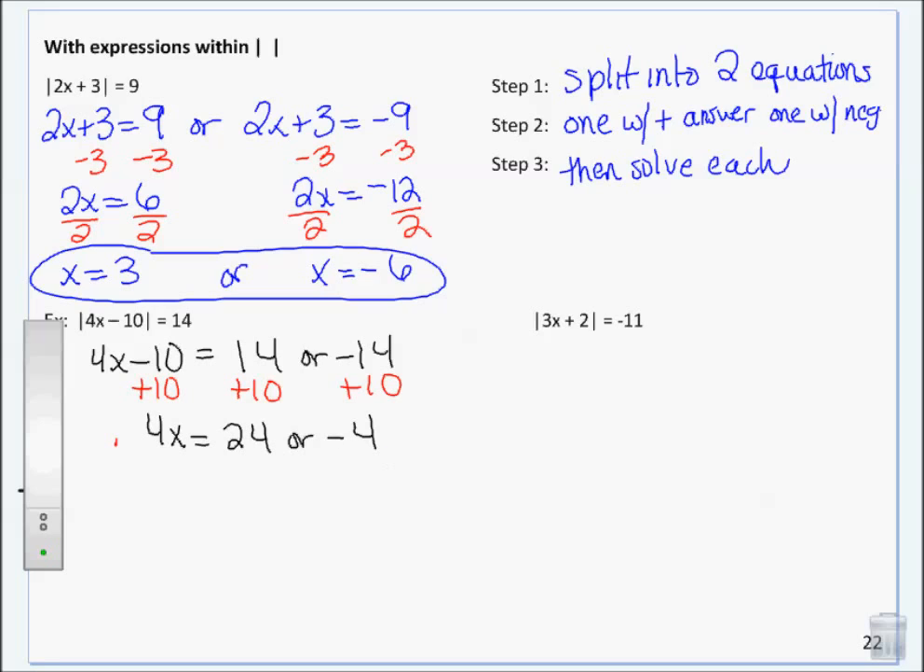And then I'm going to divide by 4. Again, I have to do that to all three parts. And I get x equals 6 or negative 1.